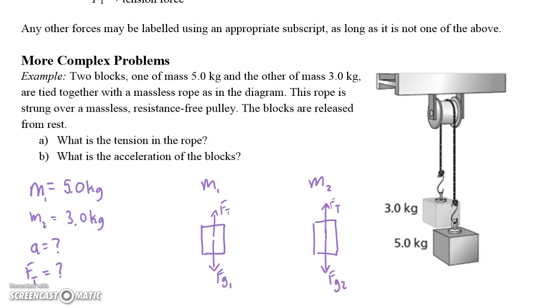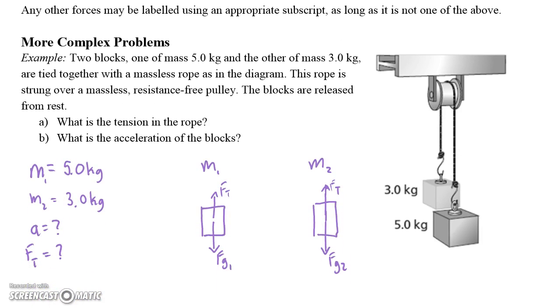So we've got two blocks hanging over a pulley. The rope, as always, is massless, and so is the pulley, and it's resistance free, no friction. One block is 5 kilograms, the other is 3 kilograms. They're initially at rest. Now, logically, when we have two things that are not the same weight, as soon as we let go, the heavier one is going to be pulled to the ground and the other one is going to be lifted up. That's how this works. So we need to figure out the tension in the rope and the acceleration of the blocks.